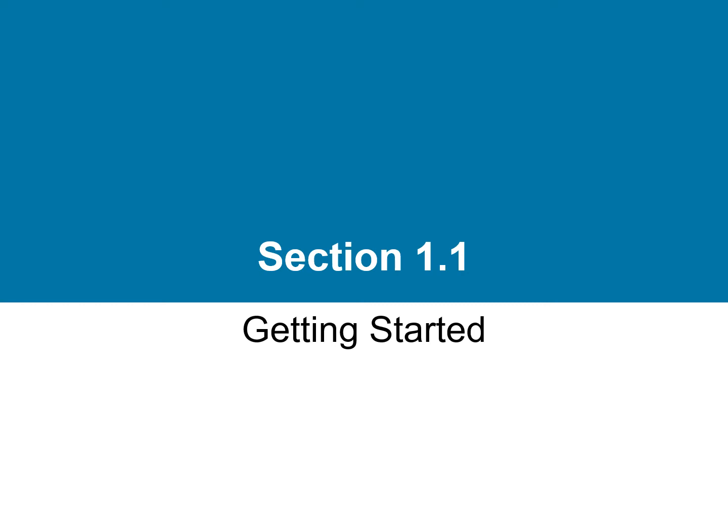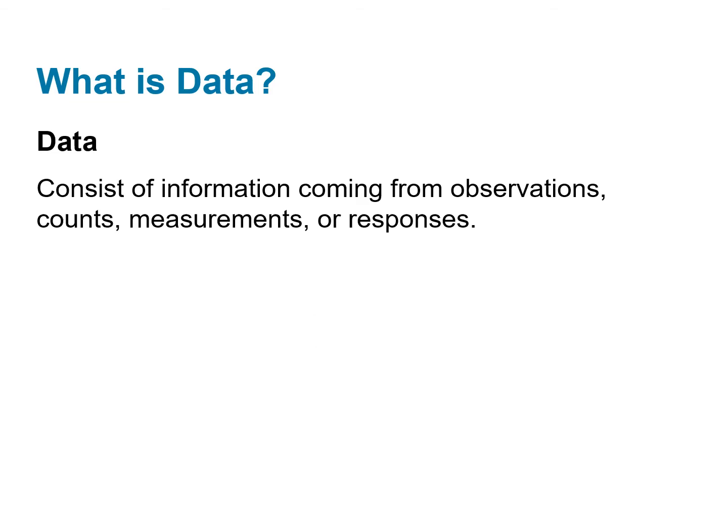Okay, so in this section, we're going to be talking about some of the fundamentals of statistics. To start with, we want to talk about what is data. Data for us is just the information from the world around us. It's coming from observations, counts, measurements, or responses. But really, data is just information that we gather from the world around us.